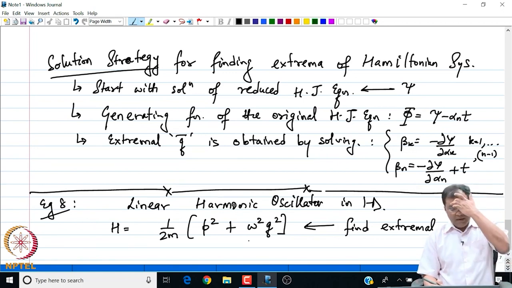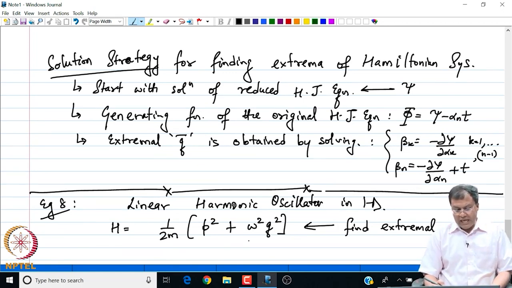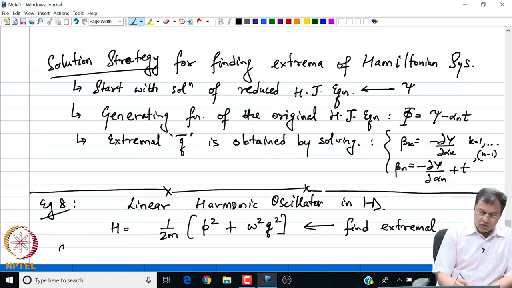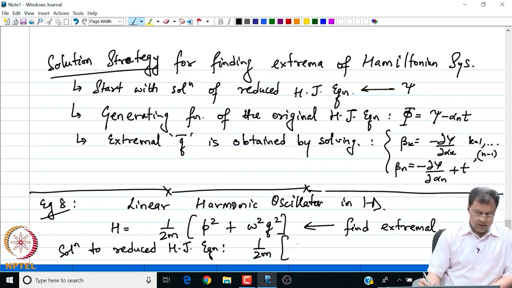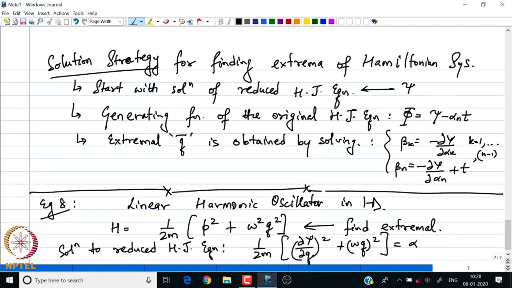So clearly, the H is independent of the variable t, which is the independent variable. So we look at the solution to the reduced Hamilton-Jacobi equation, which is nothing but H equal to a constant, where the variable p in H is replaced by del psi del q. So I get the following: 1 over 2m times del psi del q whole square plus omega q whole square is equal to alpha. So we have to solve this equation to find psi. Let me call this my star.